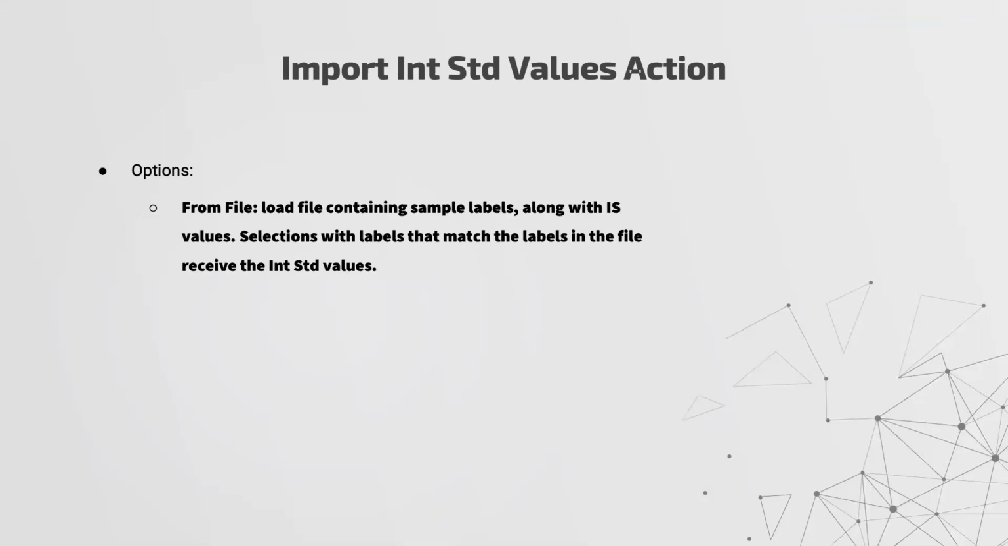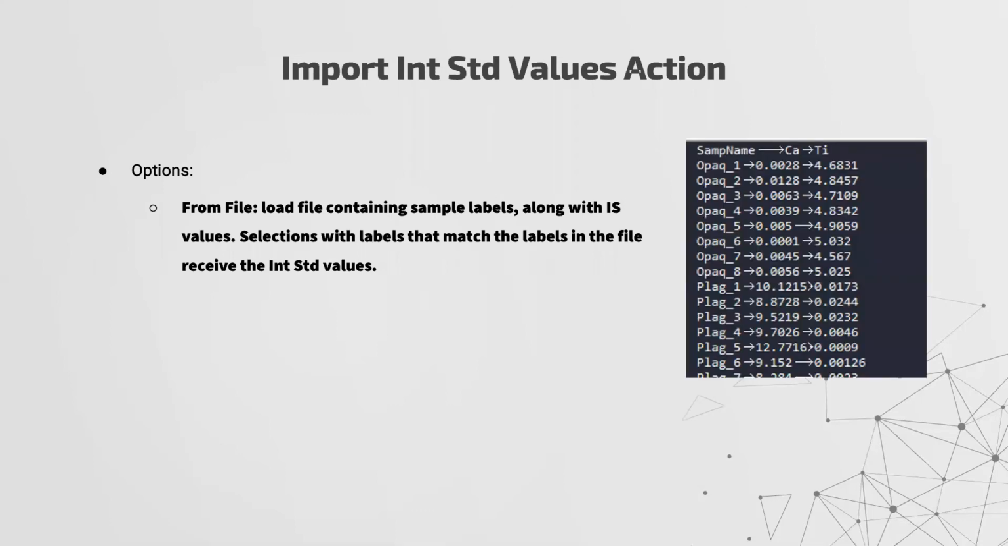So there are a few options for this. We can either load a file containing sample labels and the internal standard values that we've measured some other way, like say on the probe or something. And that would look something like this. The arrows here just represent tabs. So you can see the tabs.